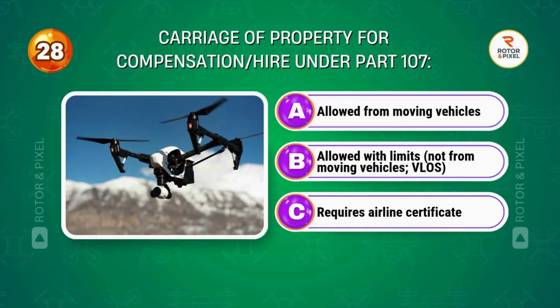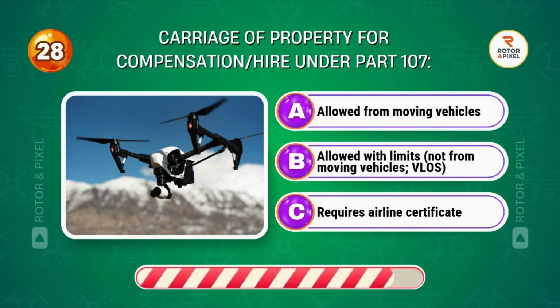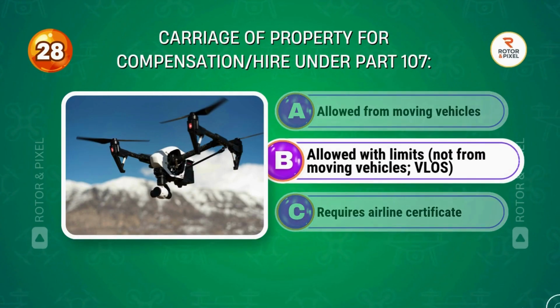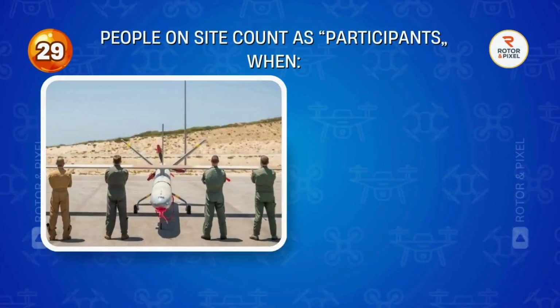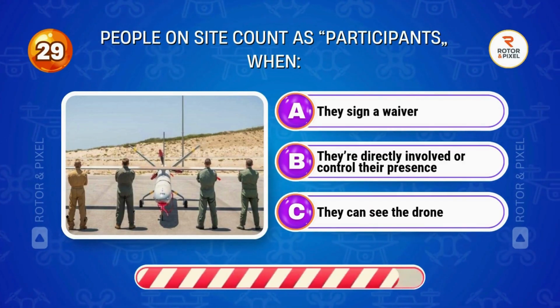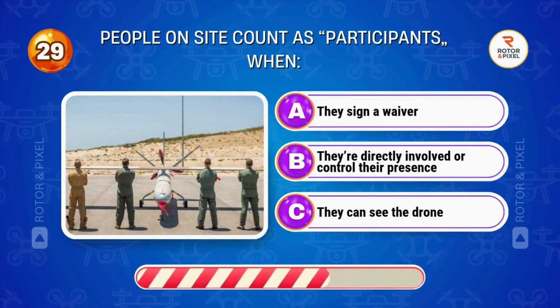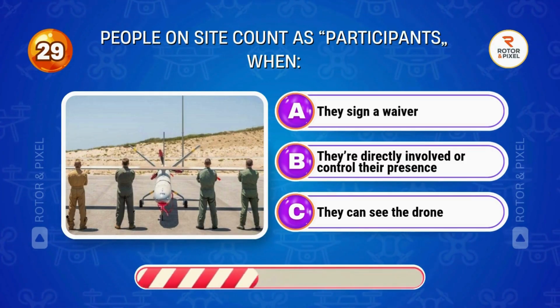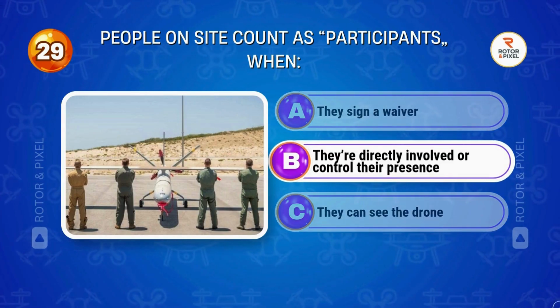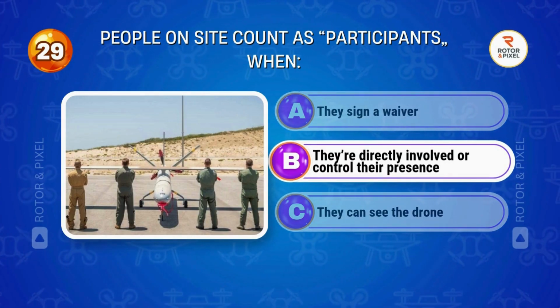Carriage of property for compensation/hire under Part 107 is Answer B, allowed with limits, not from moving vehicles, VLOS. People on site count as participants when Answer B, they're directly involved or control their presence.